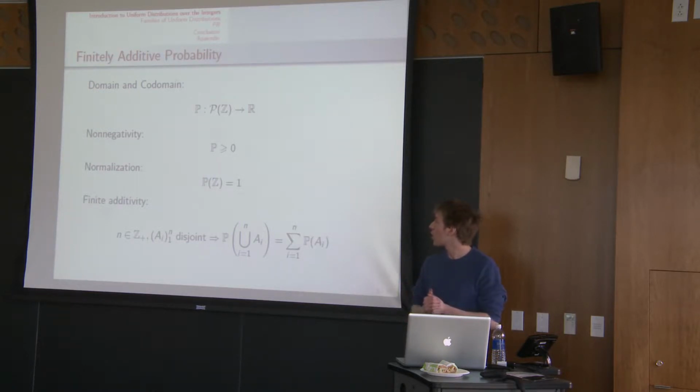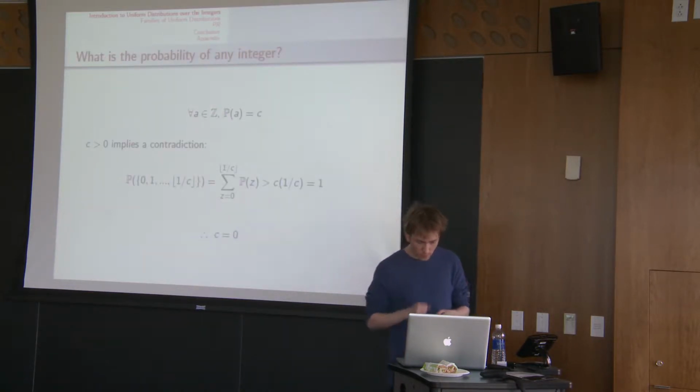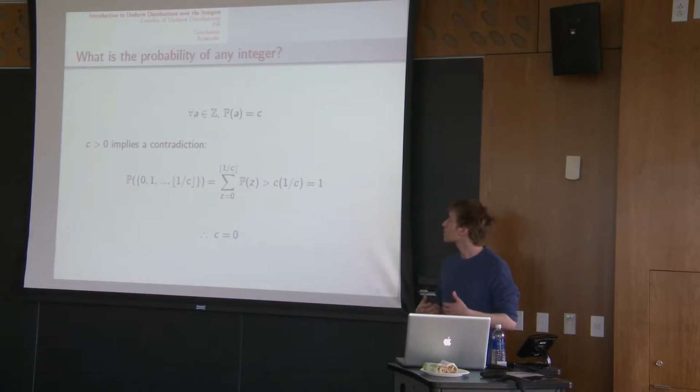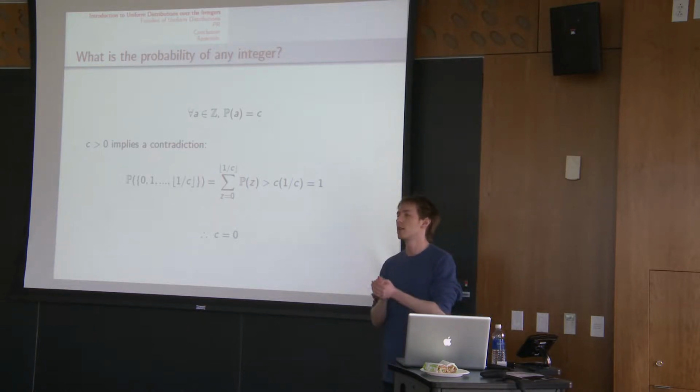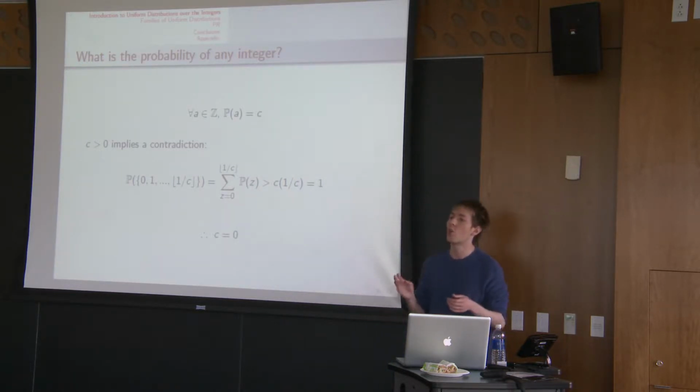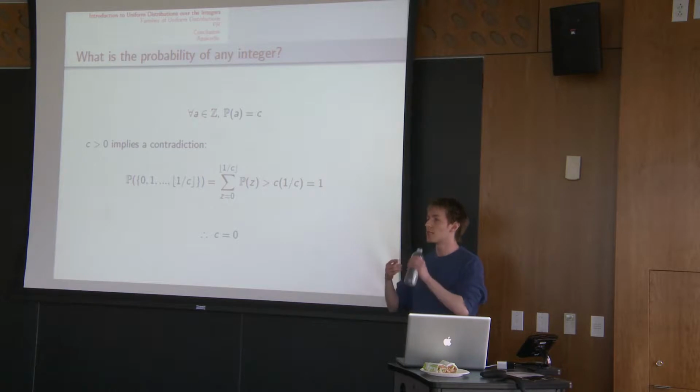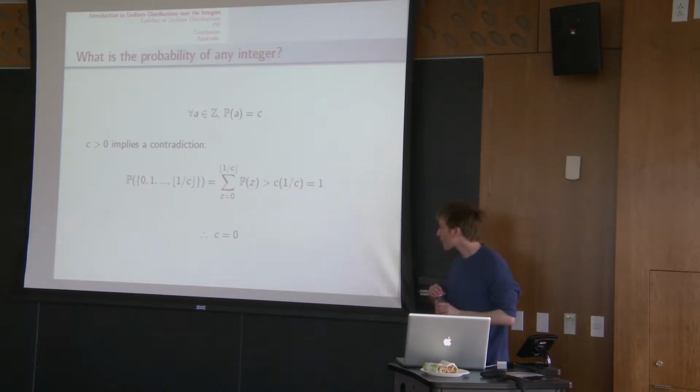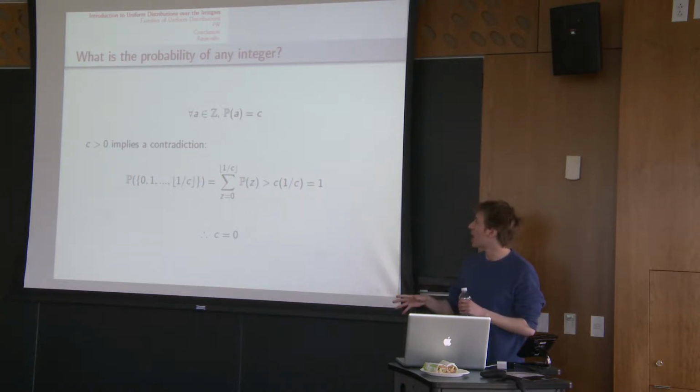And now I'm just going to show what each integer has to have as its probability, if it's uniform, under a finitely additive probability. So each point, let's say, has probability c. I'm going to show that c greater than 0 implies a contradiction. So just consider a set with greater than 1 over c points. By finite additivity, we can just sum over those points to calculate the probability of the set. The probability of each point is just going to be, by construction, c. There are greater than 1 over c points, so this sum is going to be greater than 1. And that's a contradiction of normalization. So c must be 0. So now we know every point has to have probability 0.